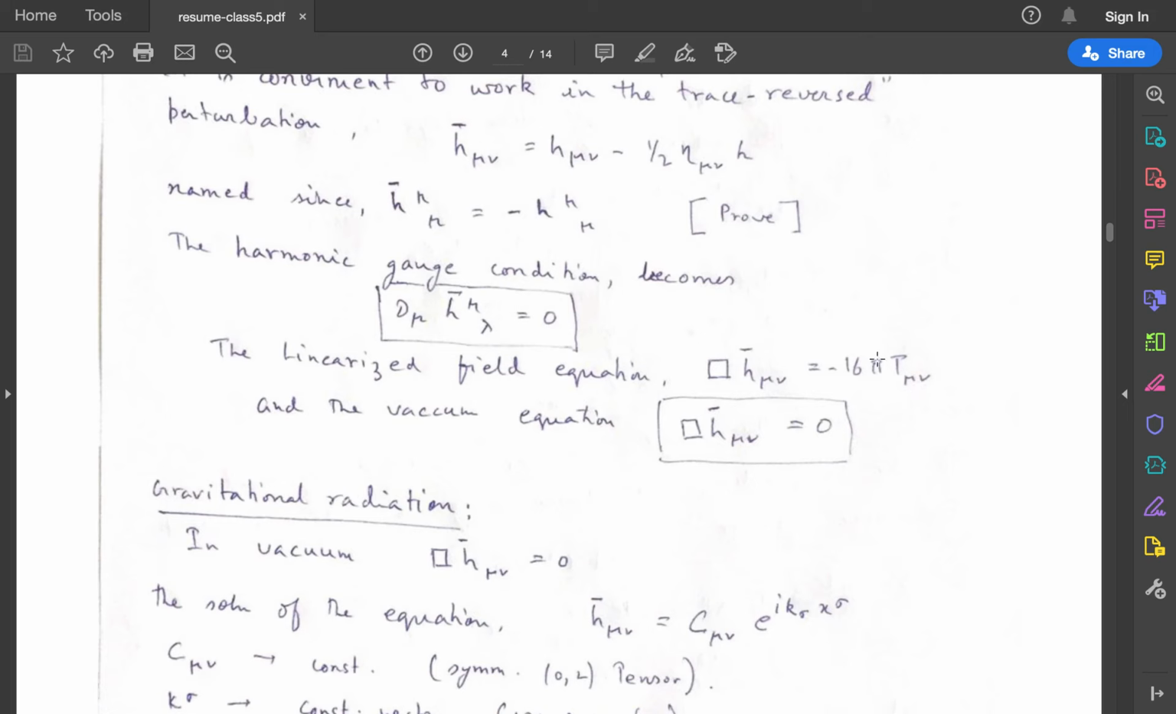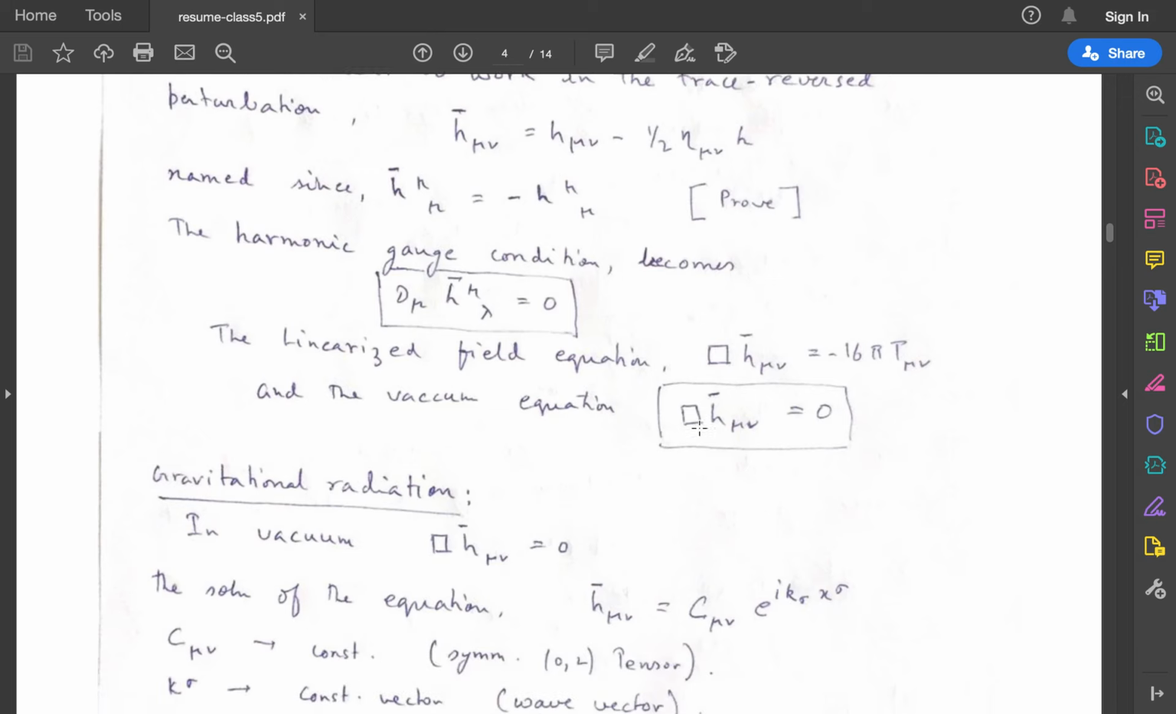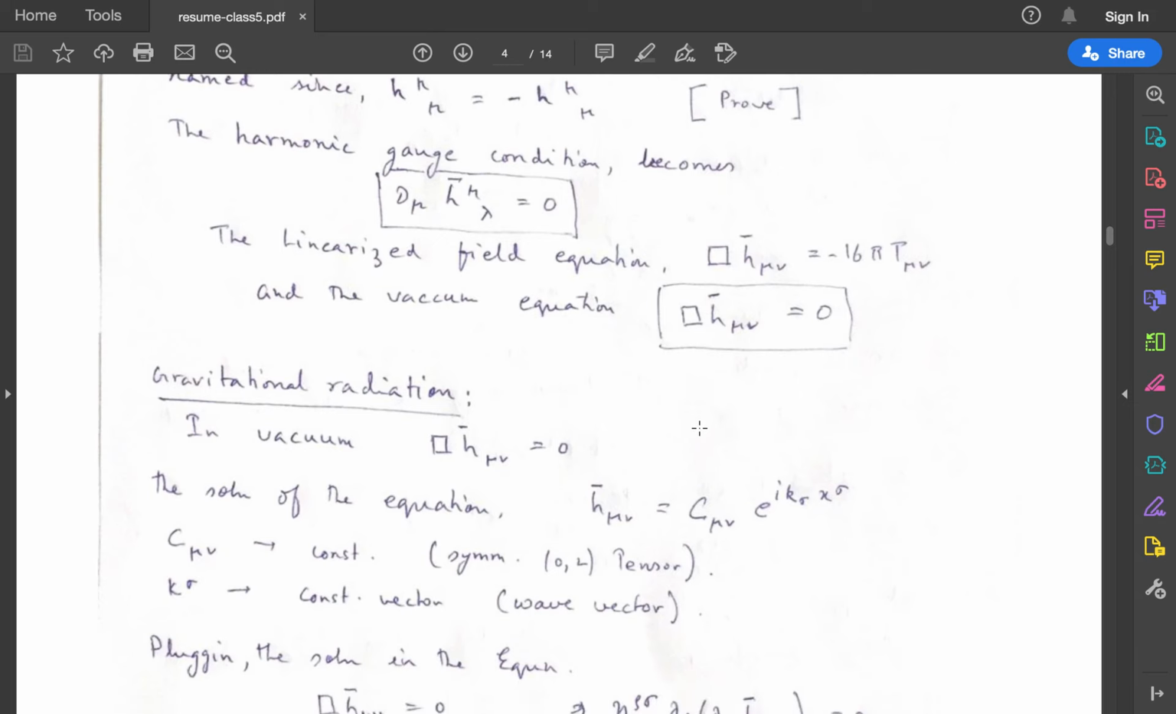Okay, this also has become more convenient. However, the vacuum equations remain the same: the d'Alembertian of h̄_μν equals 0. So we will be solving these two equations to see how gravitational waves, or gravitational radiation, propagate and what their effects are.